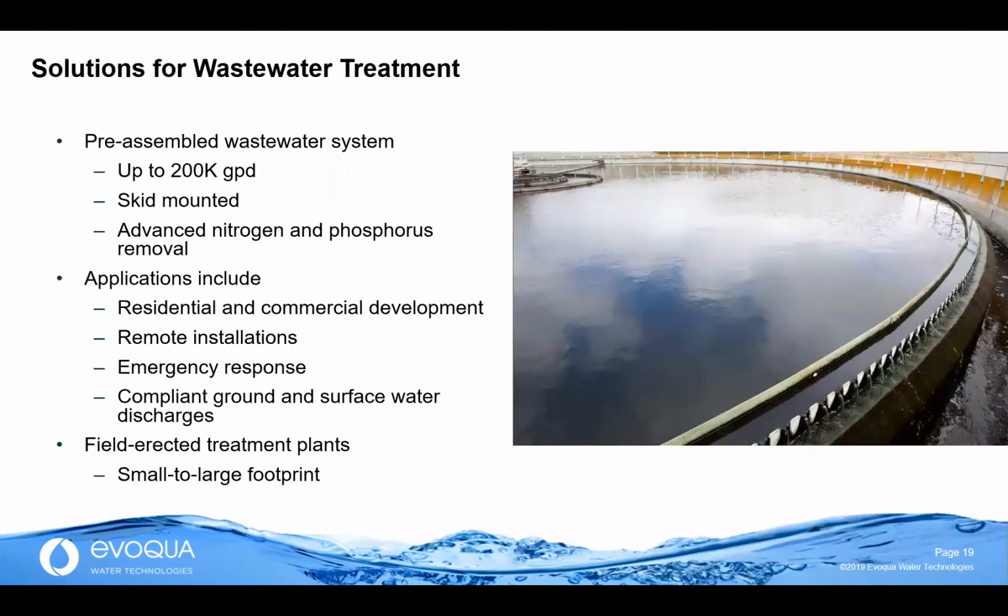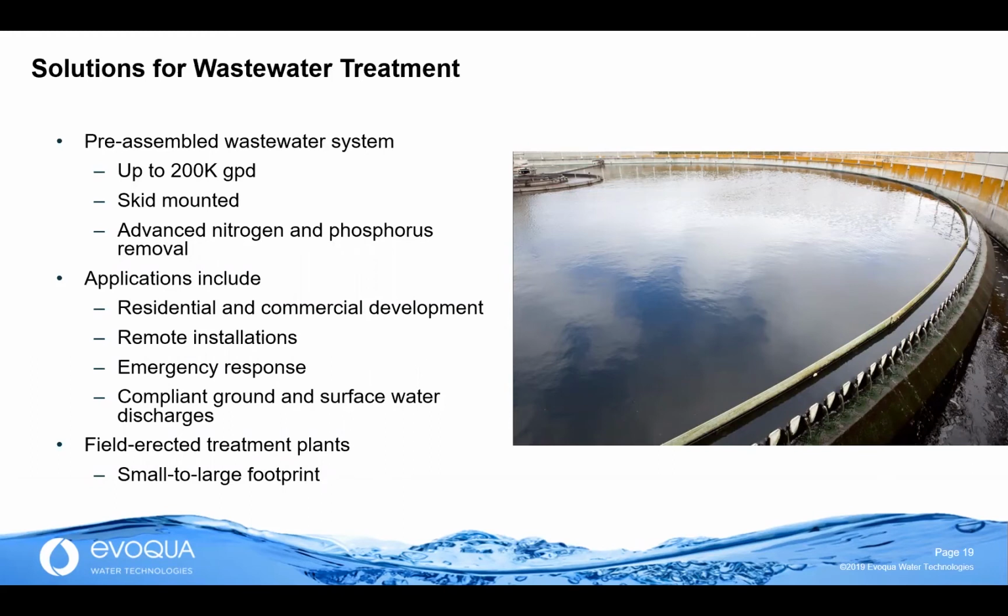Now, we previously talked about pre-packaged skid-mounted solutions for drinking water, but wastewater treatment solutions for municipal or industrial use have their own choices for modular packages. And also they can come with customized field-erected full-on treatment plants. The modular packages come in the form of skid-mounted membrane bioreactors, which can be programmed with user-friendly controls, and they can process from 5,000 to 200,000 gallons a day. The modular systems can process groundwater and surface water, and they're adept at advanced nitrogen and phosphorus removal.